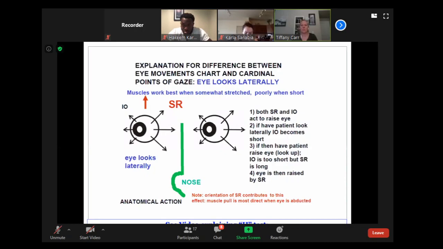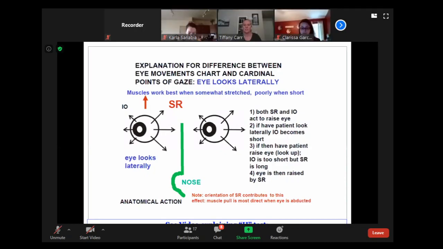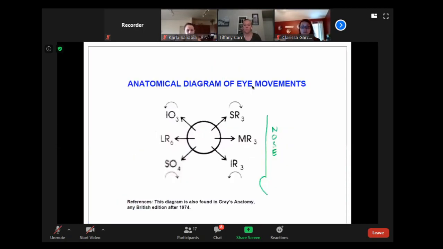Does that make sense? Yes, Tiffany, the slide before the anatomical diagram of eye movements, I had in my notes that he said, write out the primary, secondary, and tertiary movements. So is that like the eye goes out and then it goes up? Like the primary is it goes out and the secondary is then it goes up? So I'll do a simple example. For the lateral rectus, the primary would be to look out.